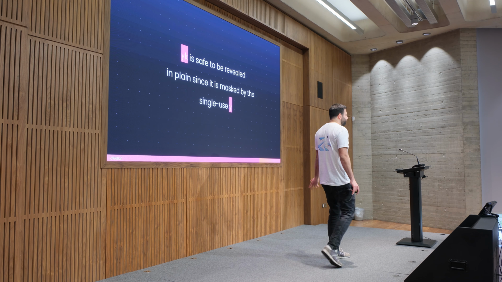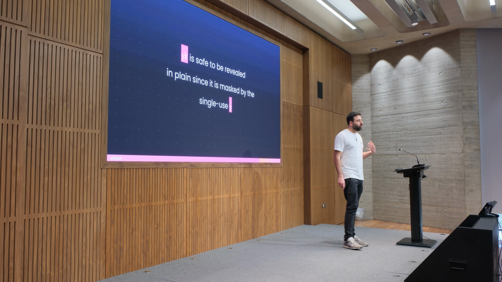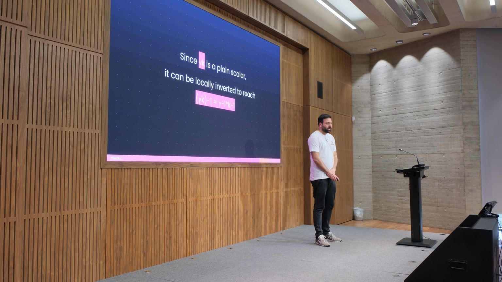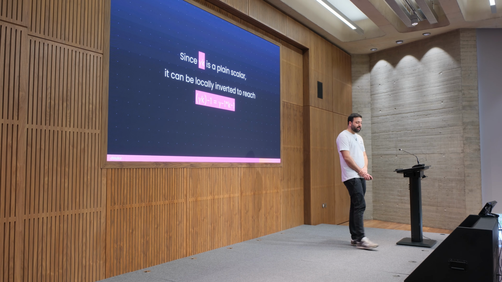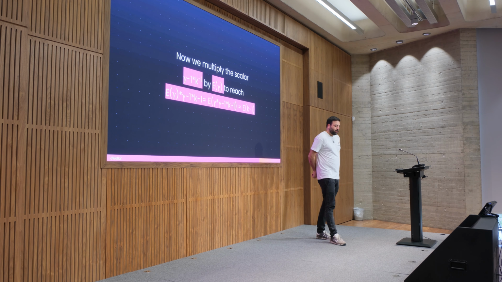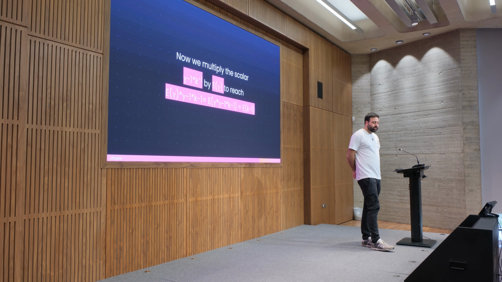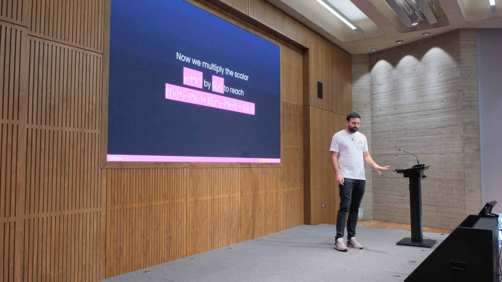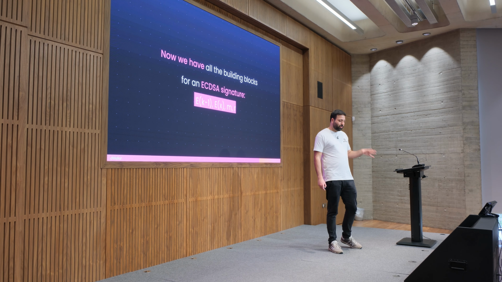Because it's in plain, you can think of it as a scalar, and you can do local operations with that. So you can reveal that, and you can invert that. Inverting gamma times K is like having the multiplication of the inverted gamma and K. And you multiply that by the encryption of gamma, which is the mask, and you reach the encryption of the inverted nonce. So there was a little bit of mathematics here that was not super important if you didn't get it.